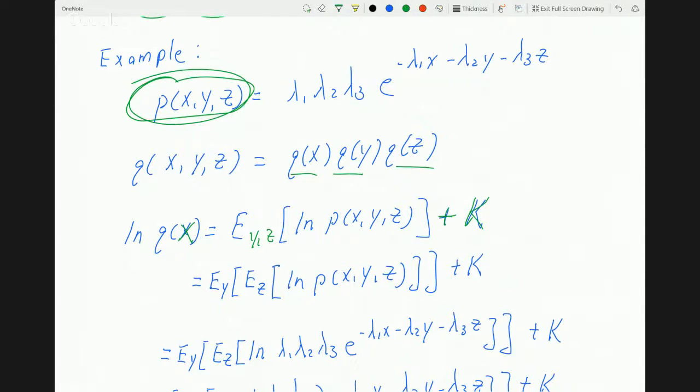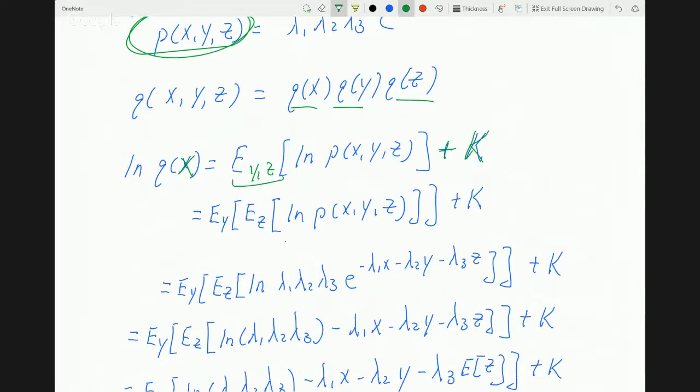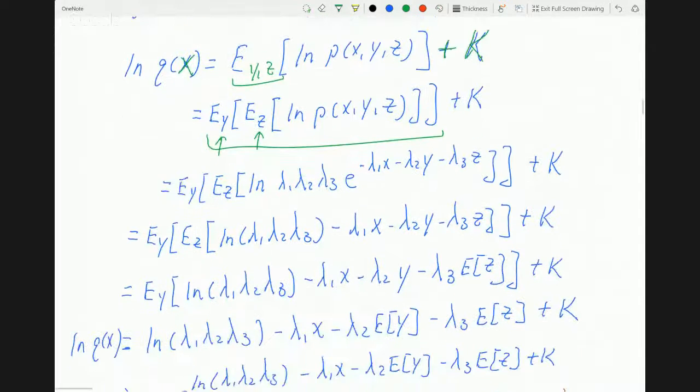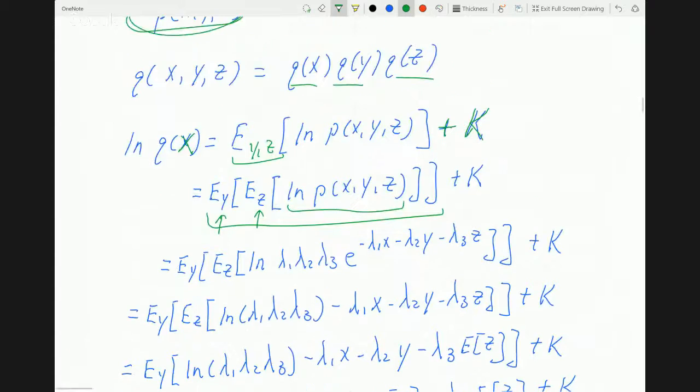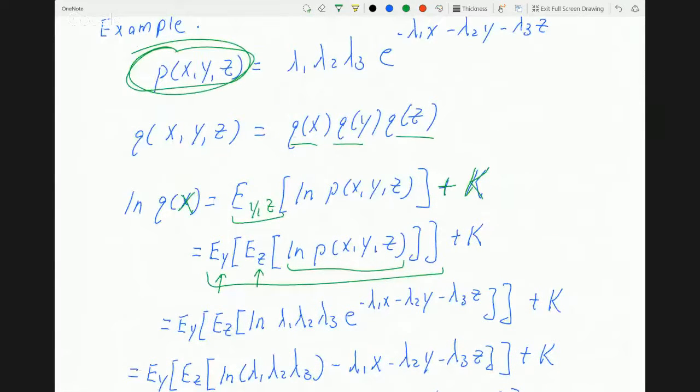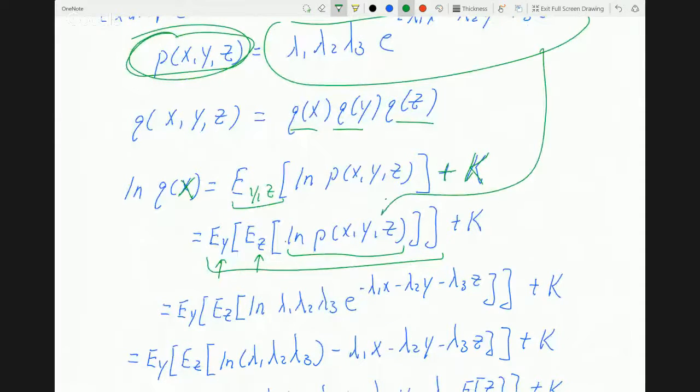Well, if you're finding the expectation over Y and Z, that's the same as finding the expectation over Z first, and then finding the expectation over Y. And let's just plug this part in. Now, where was it? Yeah, over here. So this is the formula, and I'm just going to plug it in here, which becomes this here, okay?